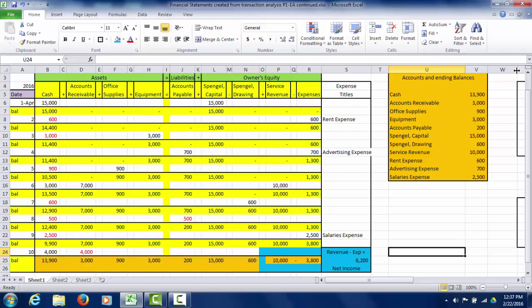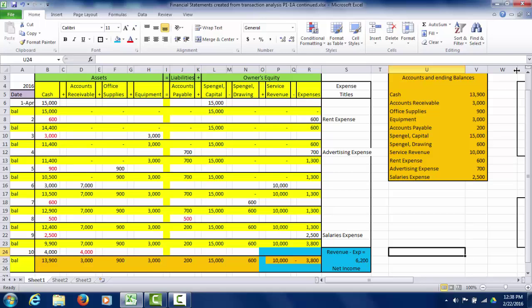Remember that assets can go up and down, and so can your debts. But your four equity accounts, capital, drawing, revenue, and expenses, if you recall last time we were together, I referred to these four as my shopping cart accounts because these accounts always go up. So every time you put a number underneath one of these last four columns, the total will just get larger and larger as you go down the page.